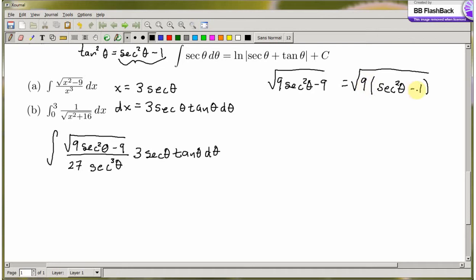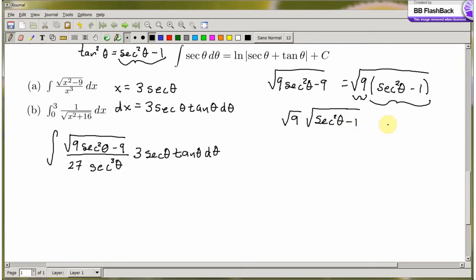By things I mean this and this, right? So secant squared is always going to be, is that right? Secant squared is always going to be at least 1. Yeah, it is true, right? But just think about what secant is. So take this thing apart, and it becomes the square root of 9 times the square root of secant squared theta minus 1.